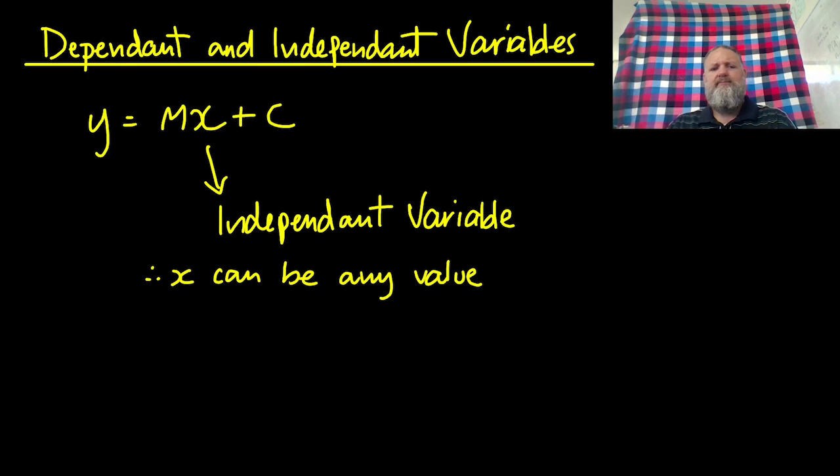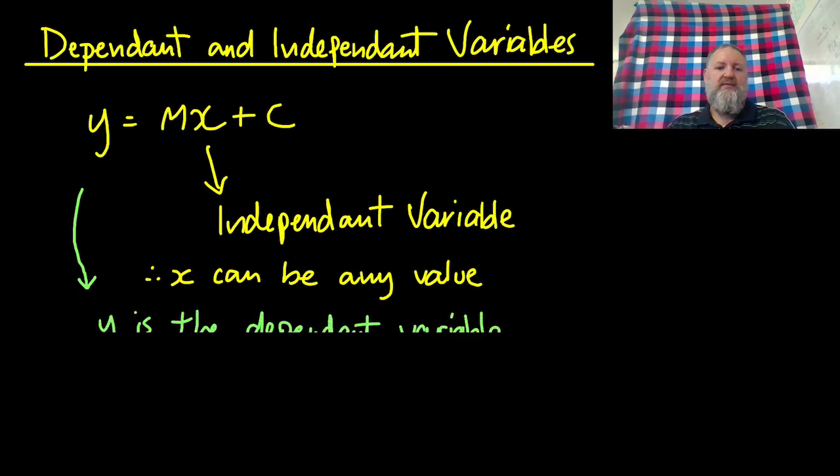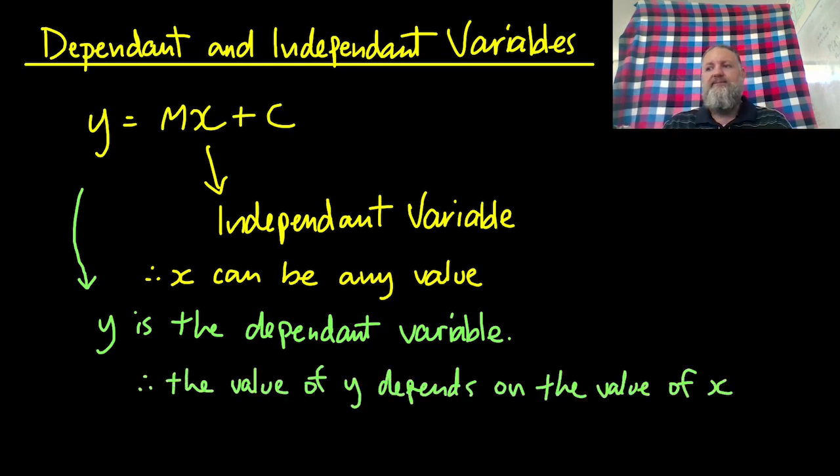Okay, but what about this y? What are we going to call the y? Well, the y value is actually the dependent variable. So the value of y really depends on what the value of x turns out to be. What you choose for the value of x will make y change. So again, the value of y depends on the value of x.